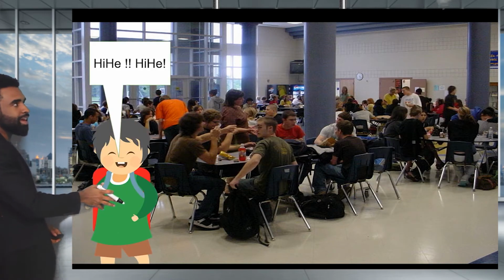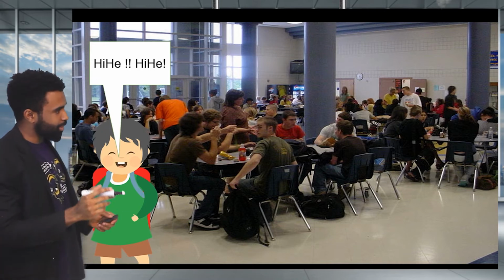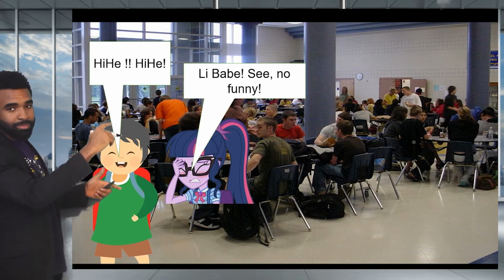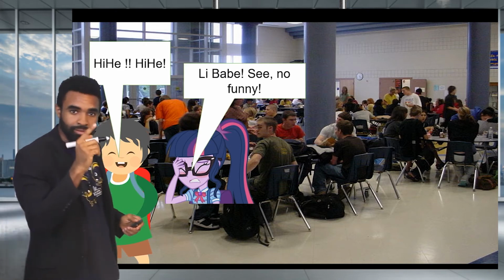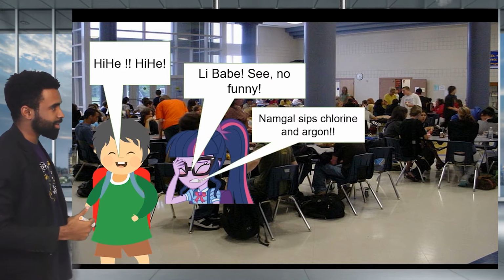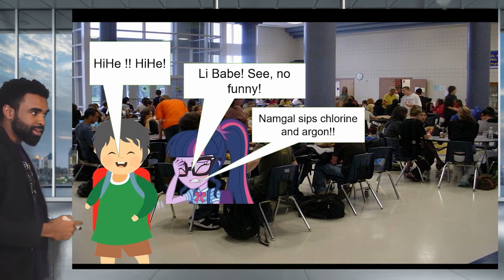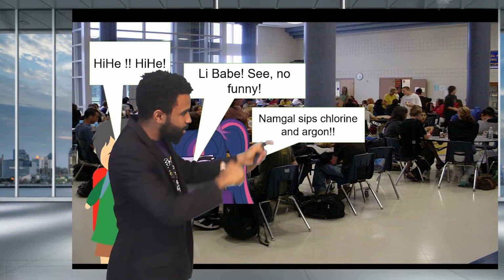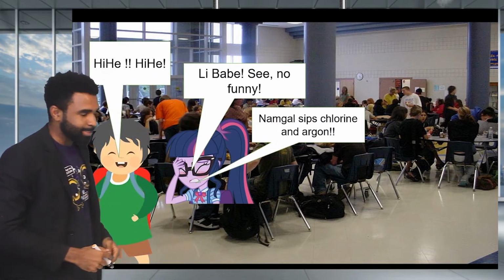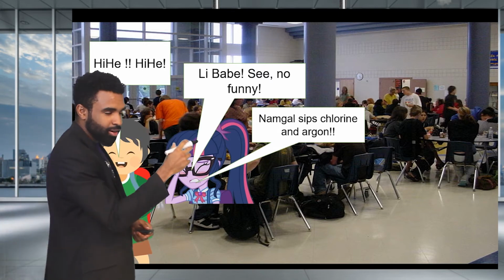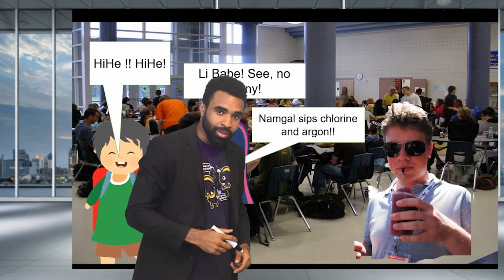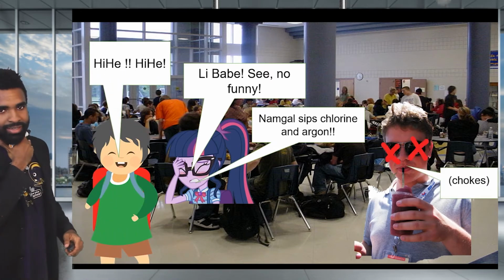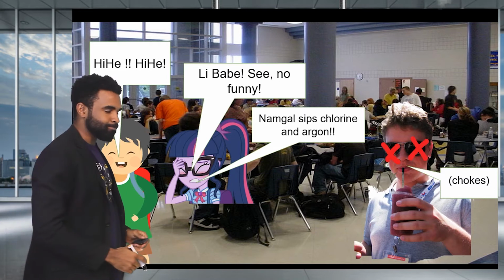Here's what happens. Lee's laughing, okay? Why is he laughing? We'll see in a second. But here's his girlfriend, the British one, and she says, Lee, babe, see, it's not funny, it's not funny. Okay, she sounds very British in that way. What does she not think is funny? The fact that her friend Namgal is sipping what? Chlorine and argon. Jesus. Chlorine is very toxic. Argon, for you to get it into a slushy form, it must be extremely cold. So what can we imagine is going to happen to Namgal? He's probably going to die. He's going to choke and die.